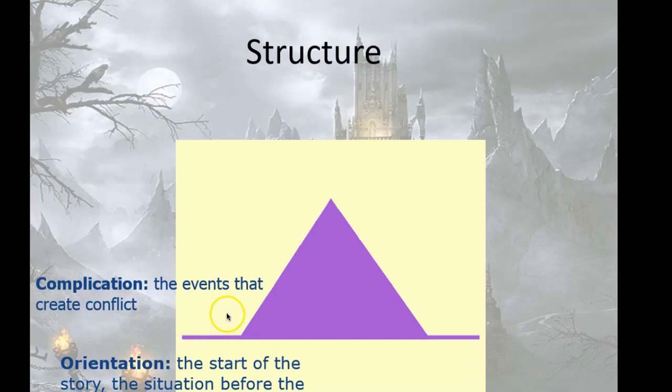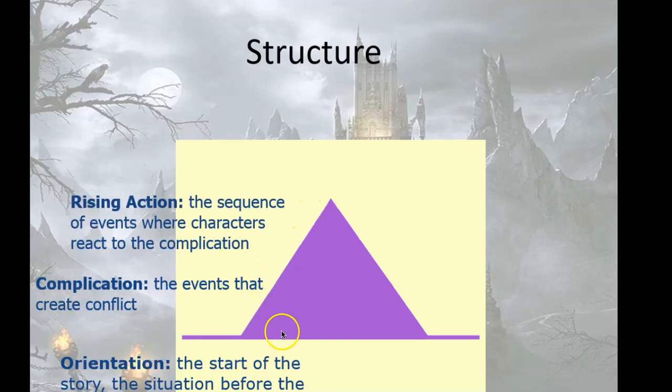You also select the theme and your conflict. Then you proceed with your complication, and these are a series of events that rise up the triangle that create conflict and bring out the theme of the story. These complications start off small and increase in complexity and intensity, what we call the rising action.